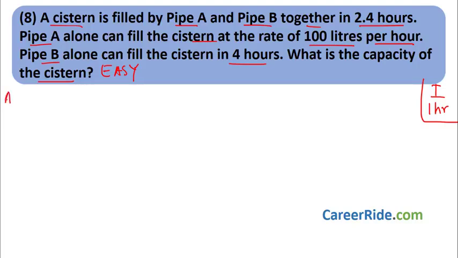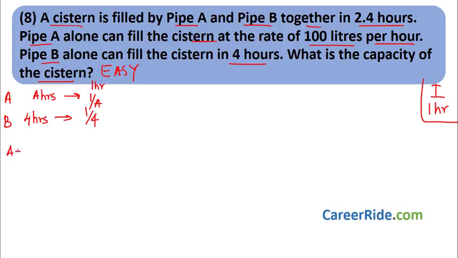So let us assume that there is pipe A, and A takes A hours to fill the entire cistern. So in 1 hour, how much of the cistern is filled by A? Simply invert, that is 1 by A. For B, B takes 4 hours to fill the entire cistern. So in 1 hour, the amount of work done is 1 by 4, or B fills 1/4 of the cistern.